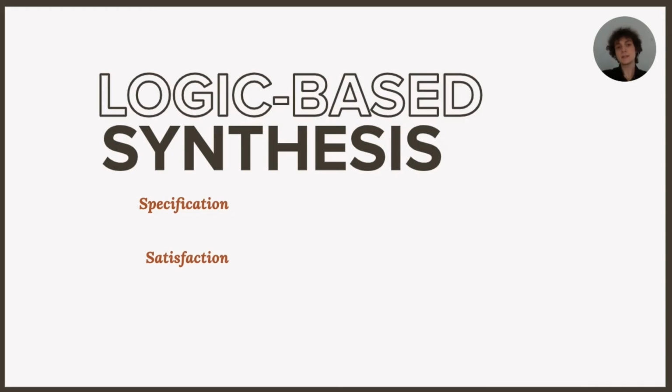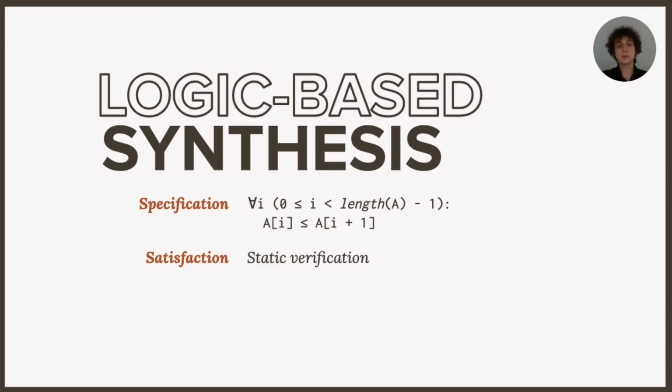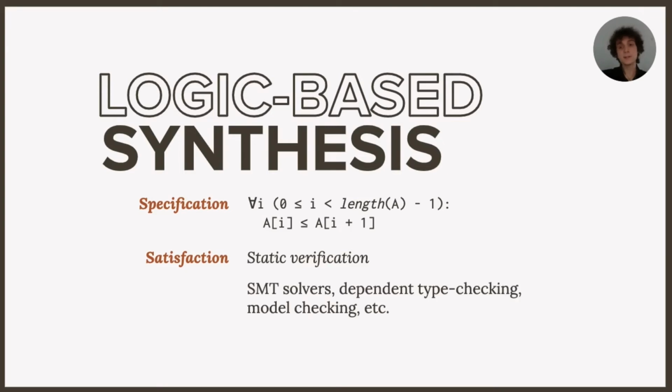In logic-based synthesis, we provide a logical formula as a means of specification. So for example, if we're trying to specify the sort function, we might say that for all indices i in an array A, A of i has to be less than or equal to A of i plus 1. Satisfaction in logic-based synthesis is typically going to be static verification. So for example, we might use tools such as SMT solvers, dependent type checking, model checking, etc.